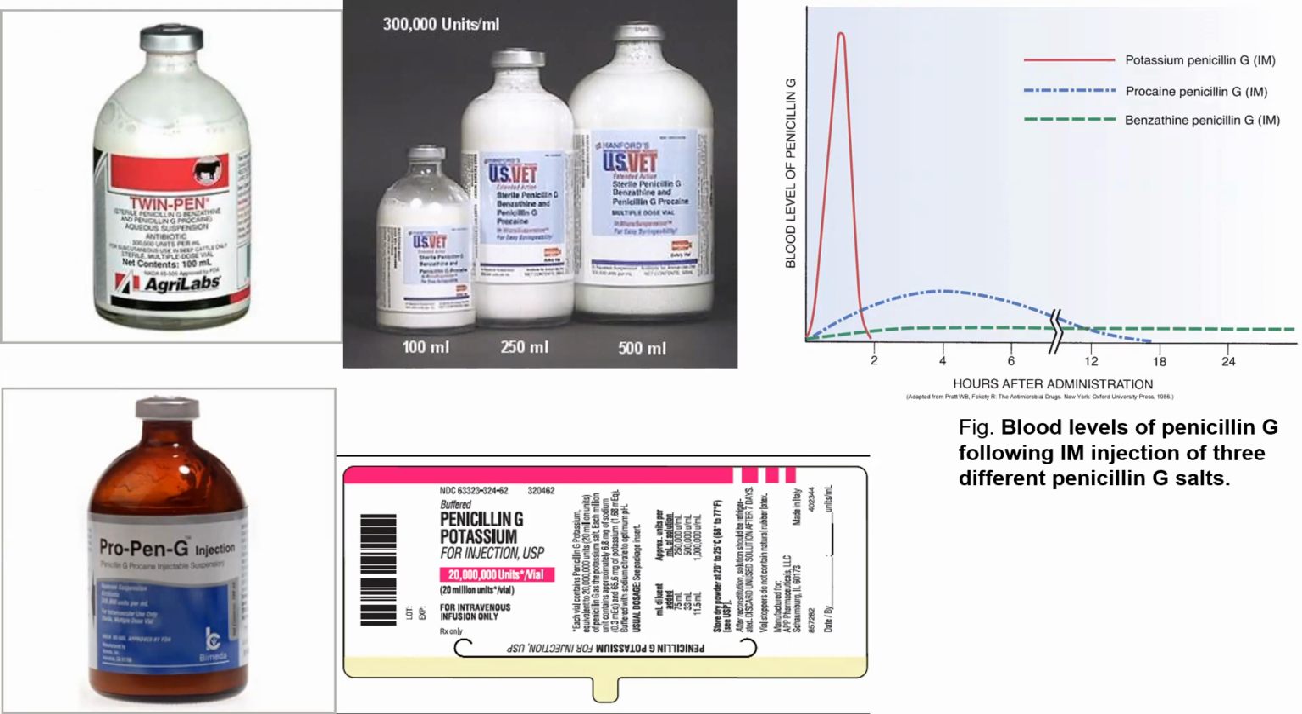Third, the graph shows the levels of penicillin G following IM injections of 3 different penicillin G salts: potassium penicillin, procaine penicillin, and benzathine penicillin.